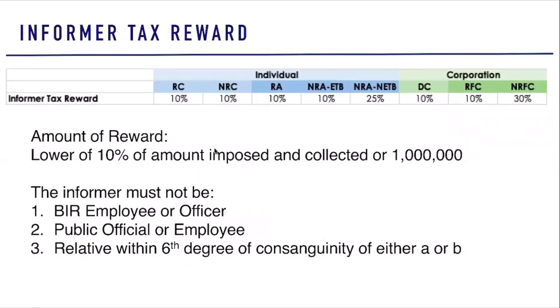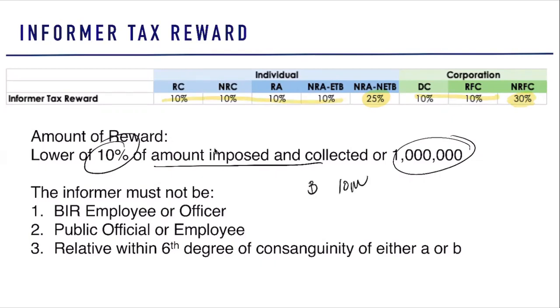So we have here 10% resident citizen, non-resident citizen, resident alien, NRA ETB, including domestic corporation and resident foreign corporation. And you go back to the rule regarding NRA ETB, NRA and ETB and NRFC. So what is the amount of reward? That is 10% of the amount imposed and collected or 1 million. So for example, nireklamo mo si B na hindi daw siya nagbayad ng 10 million. Pero ang na-impose and na-collect lang pala is 8 million. So kunin mo yung 10% niyan. Yan yung informer tax reward mo.